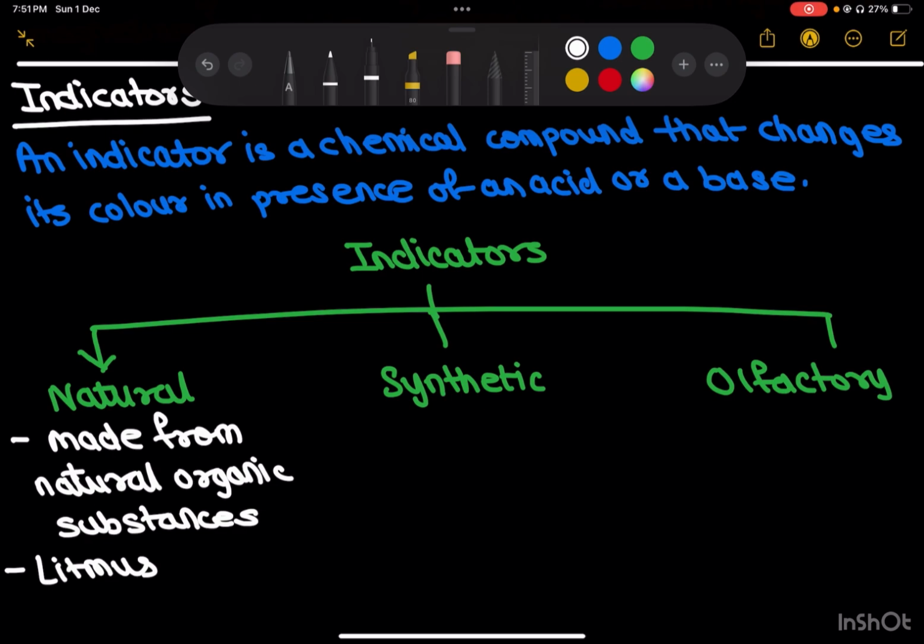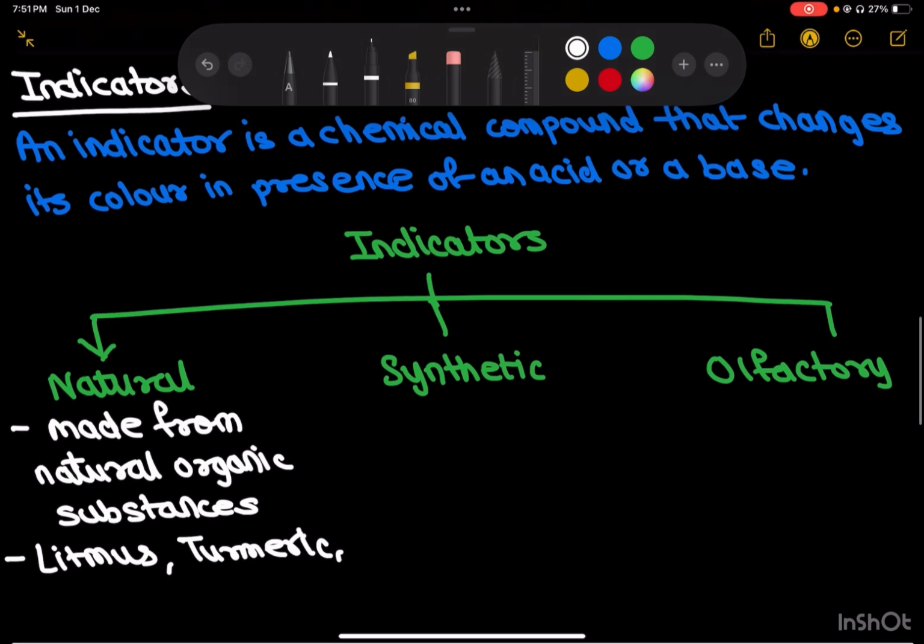Other than litmus, we have turmeric. Turmeric is also a great indicator. We have many flowers as well, for example hydrangea, petunia. All of these flower petals, if they are dipped in an acid or a base, change their color basically. So these are some natural indicators.